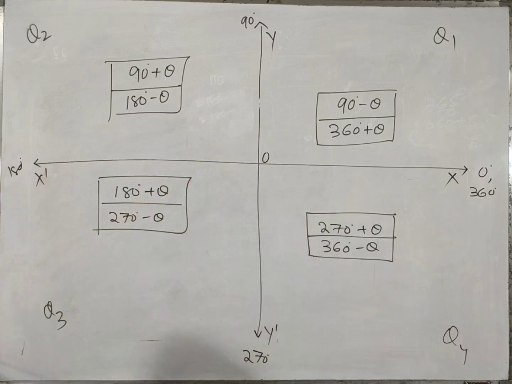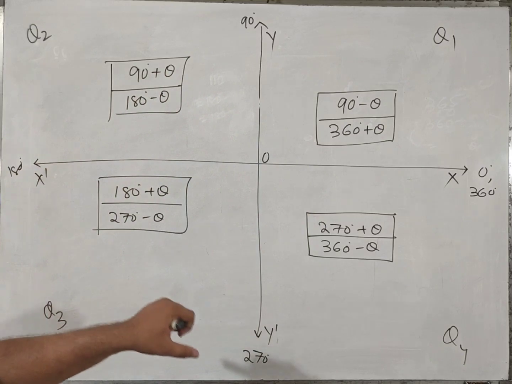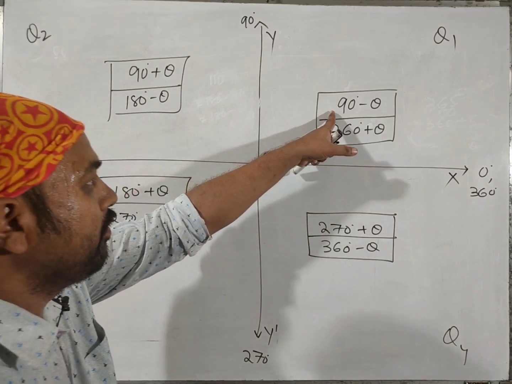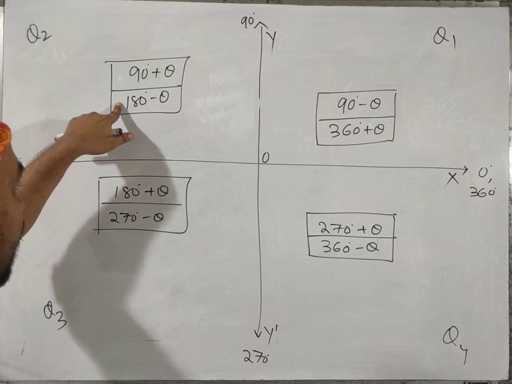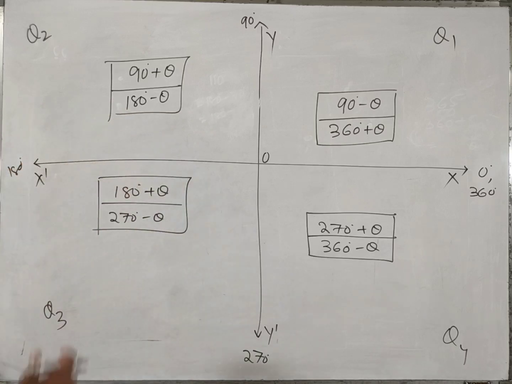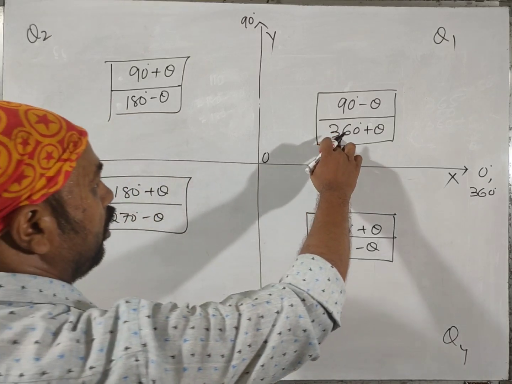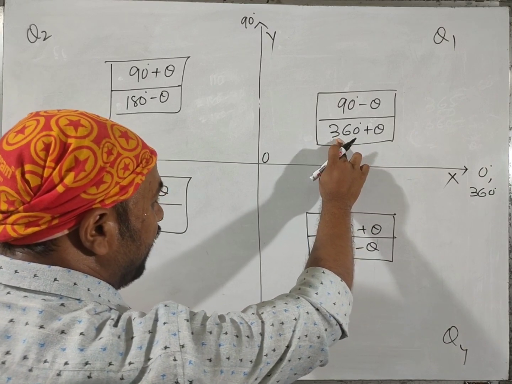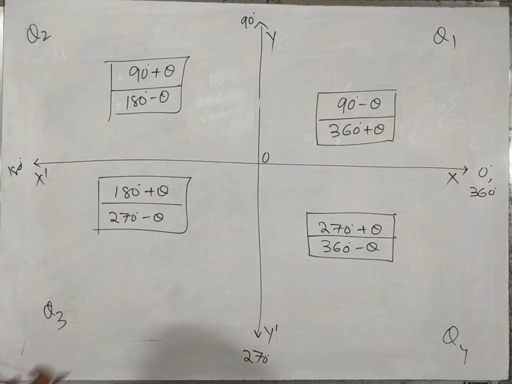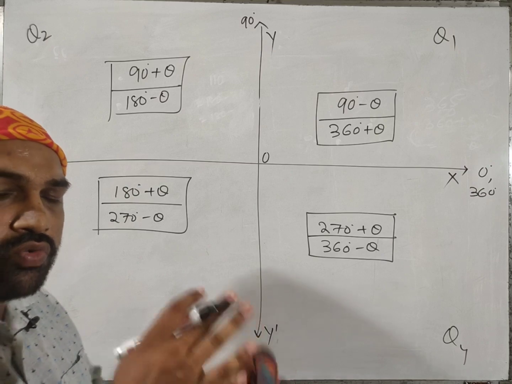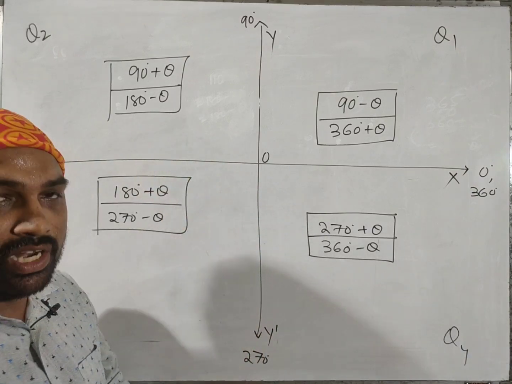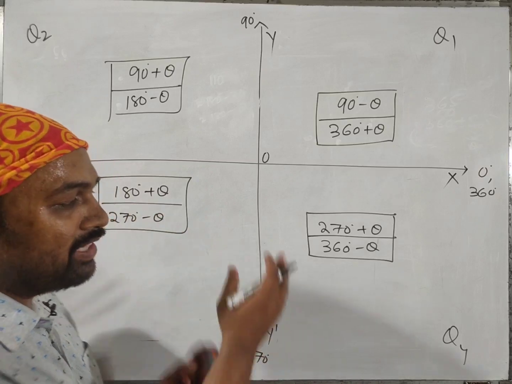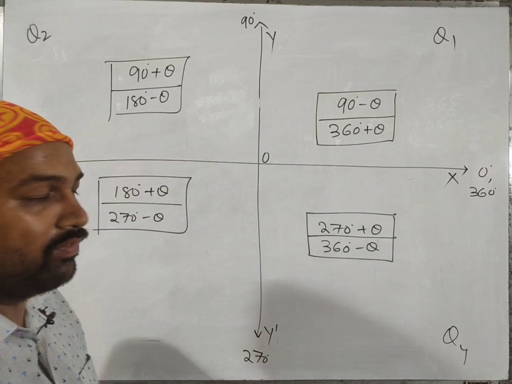So let us discuss these 8 trigonometric tables. The table number 1 is 90 degree minus theta. The table number 2 is 90 degree plus theta. Then table number 3 is 180 degree minus theta. And so on, the final table number 8 is 360 degree plus theta. In this particular video session we are going to discuss these 8 trigonometric tables and some of the problems based upon these 8 trigonometric formulas.